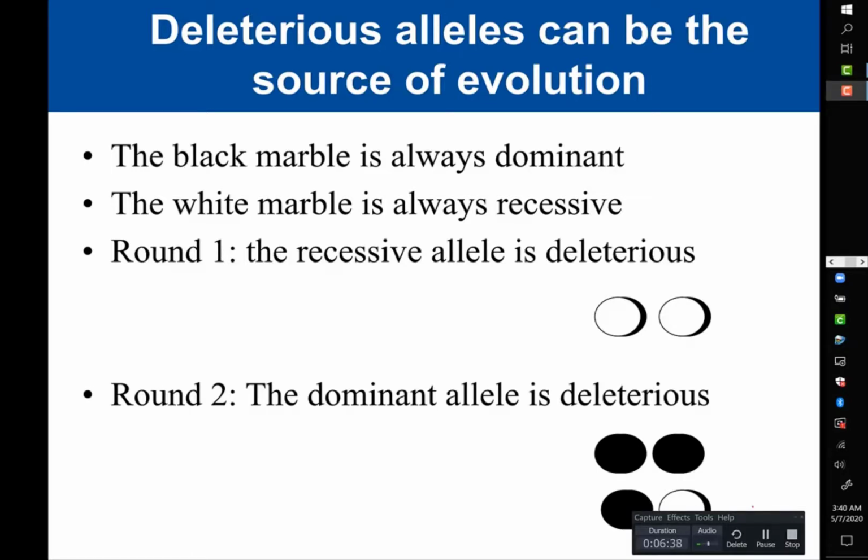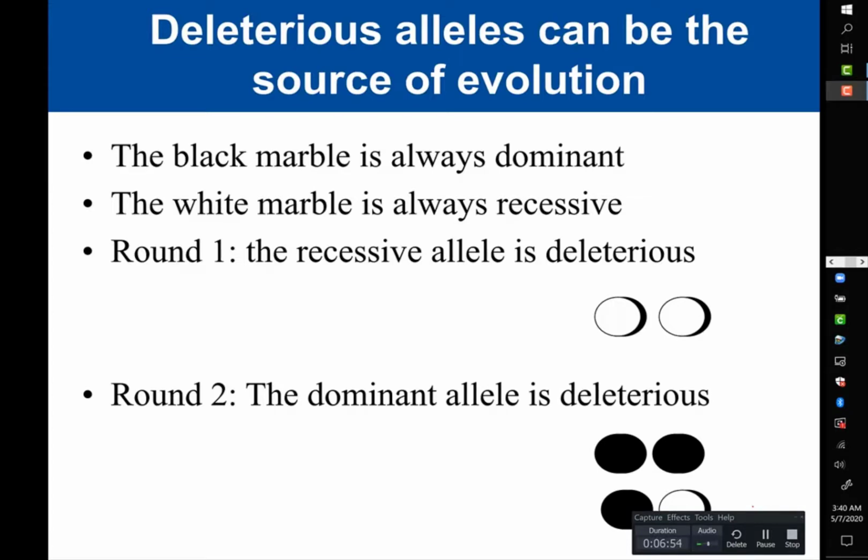Whereas in the first round, when the recessive allele was the one that was deleterious, after 5 rounds, we still had the recessive deleterious allele in the population because the heterozygous survived.